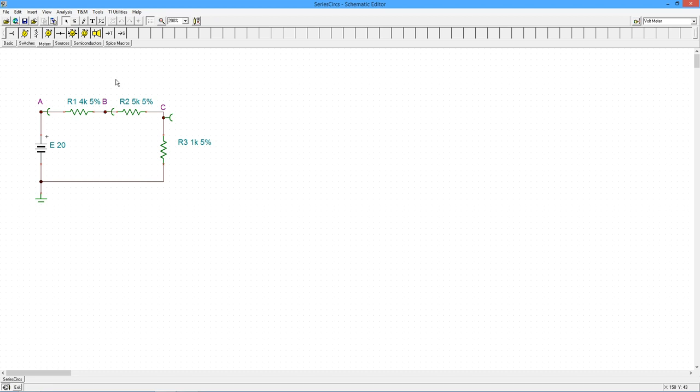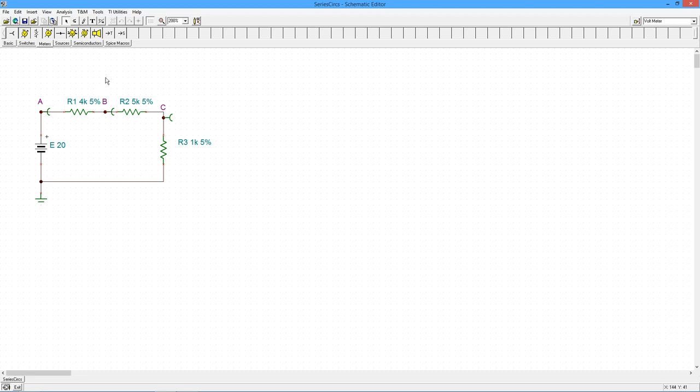Now, based on that 2 milliamps, we can do Ohm's law on each of these resistors. 2 milliamps times 4K should give us 8 volts across this. 2 mils times 5K should give us 10 volts there. And then finally across the 1K, that'll give us 2 volts. So we'll have 2, 10, and 8, and that should add up to 20, right? Kirchhoff's voltage law: voltage rises must equal the sum of voltage drops.